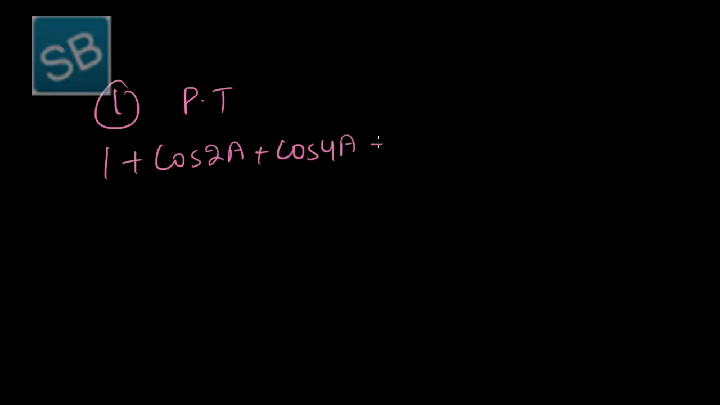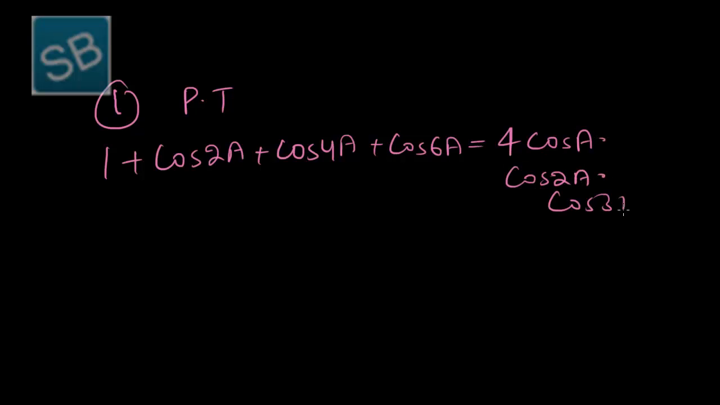Now we are going to solve some typical problems. So the first problem is: prove that 1 plus cos 2a plus cos 4a plus cos 6a is equal to 4 times cos a into cos 2a into cos 3a.